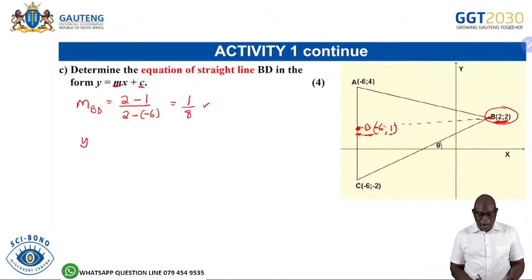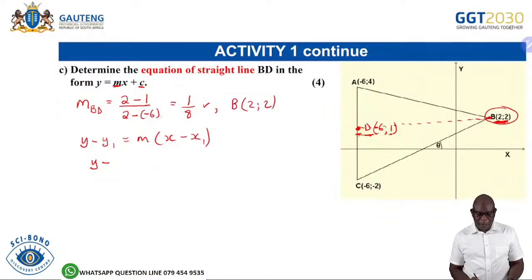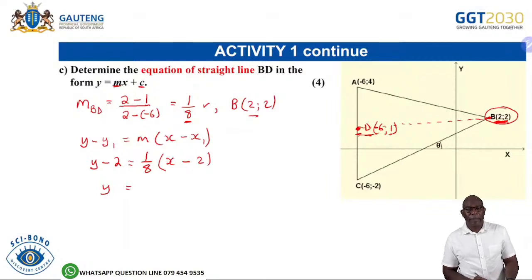So I'm going to say y minus y1. Can you see that that formula now comes back from the gradient? Then we have y minus, so remember I'm now using the point B, which is 2 and 2. I've got my gradient, I've got a point. So y1 is going to be 2. The gradient is 1 over 8. We have the x1 is 2. So I'm going now to simplify that.